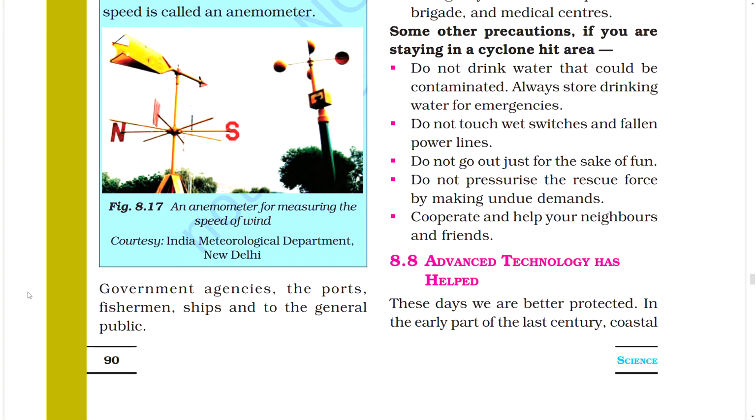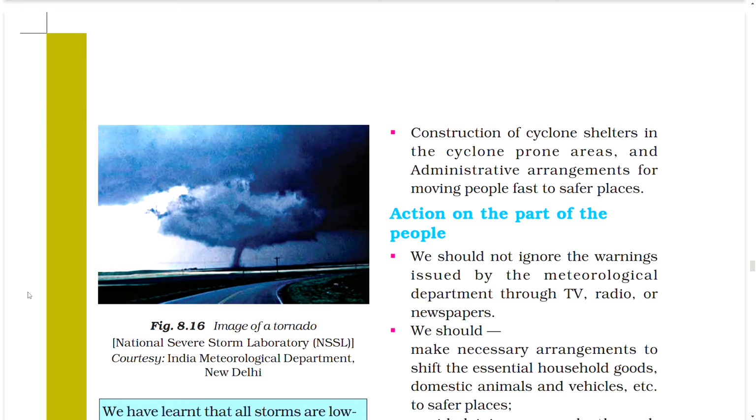Government agencies, the ports, fishermen, ships, and the general public. Construction of cyclone shelters in the cyclone-prone areas and administrative arrangements for moving people fast to safer places.